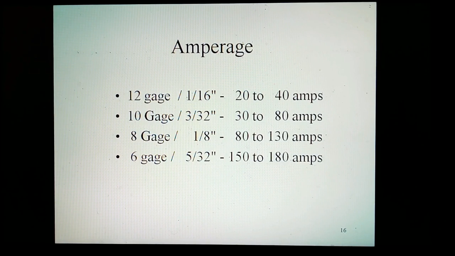Amperage used for electrodes of different gauges. For 12 gauge or 1 by 16 inch, amperage used is 20 to 40 amperes. For 10 gauge or 3 by 32 inch, amperage used is 30 to 80 amperes. For 8 gauge or 1 by 8 inch, amperage used is 80 to 130 amperes. For 6 gauge or 5 by 32 inch, amperage used is 150 to 180 amperes.